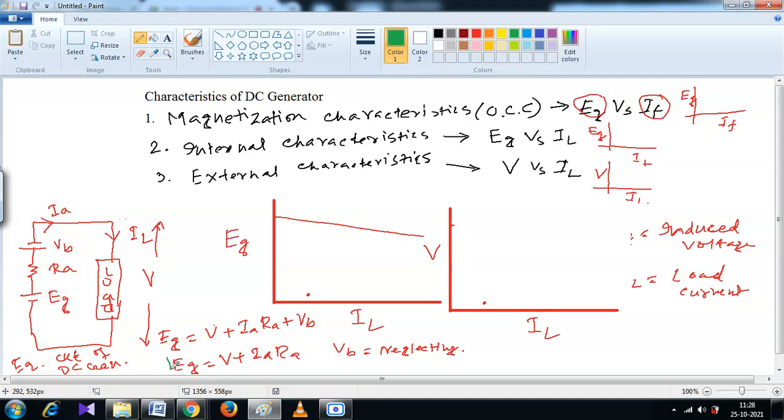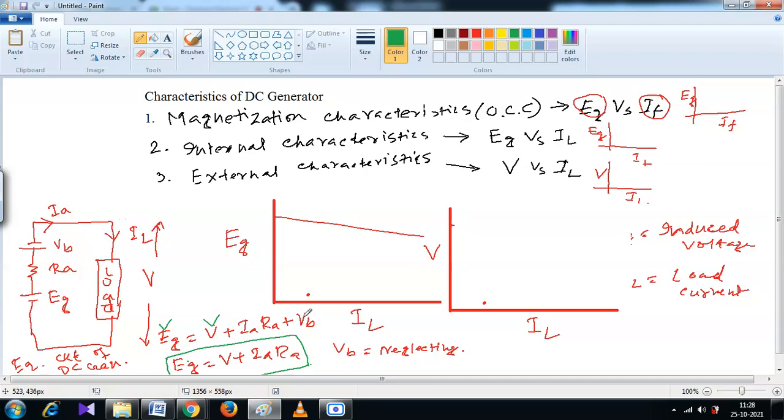Please write it down. Sir, why did we neglect VB? Because of the voltage EG that is generated and the terminal voltage, the value of VB is very small with respect to them. So with respect to EG and V, the value of VB is too small, so we neglect that VB.